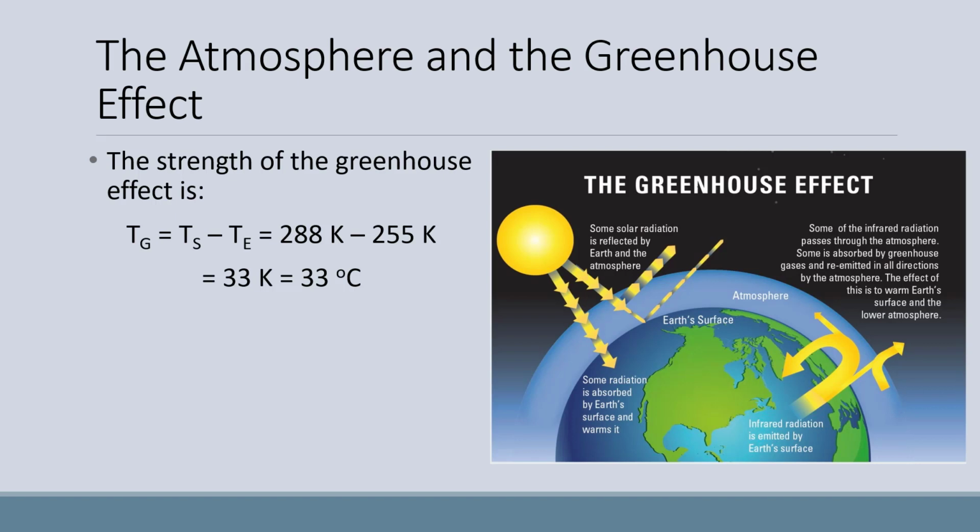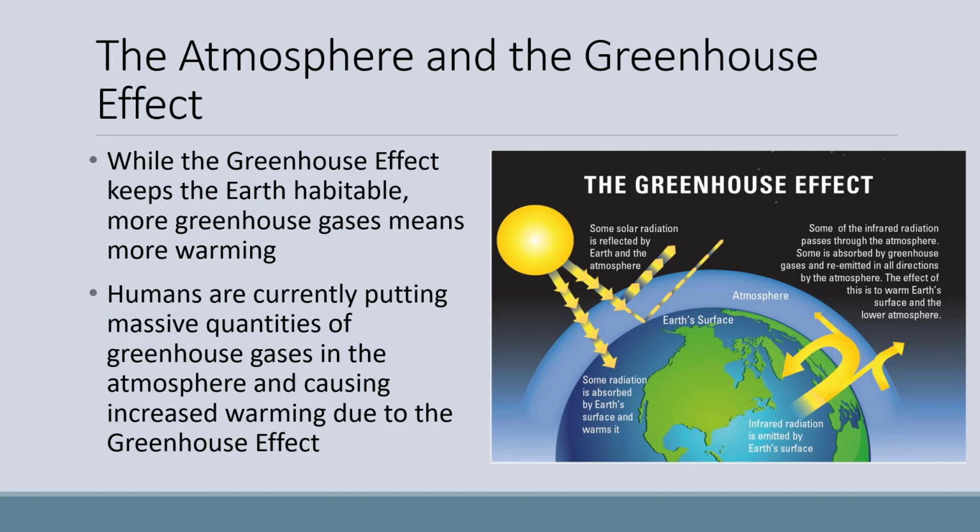We can calculate the strength of the greenhouse effect by calculating the difference between the energy balance temperature we derived and the actual temperature of Earth. The strength of the greenhouse effect on Earth is about 33 degrees Celsius, or 33 Kelvin since we are only calculating a difference here. That means that greenhouse gases are keeping the Earth 33 degrees warmer than it otherwise would be. Greenhouse gases are actually keeping the Earth habitable.